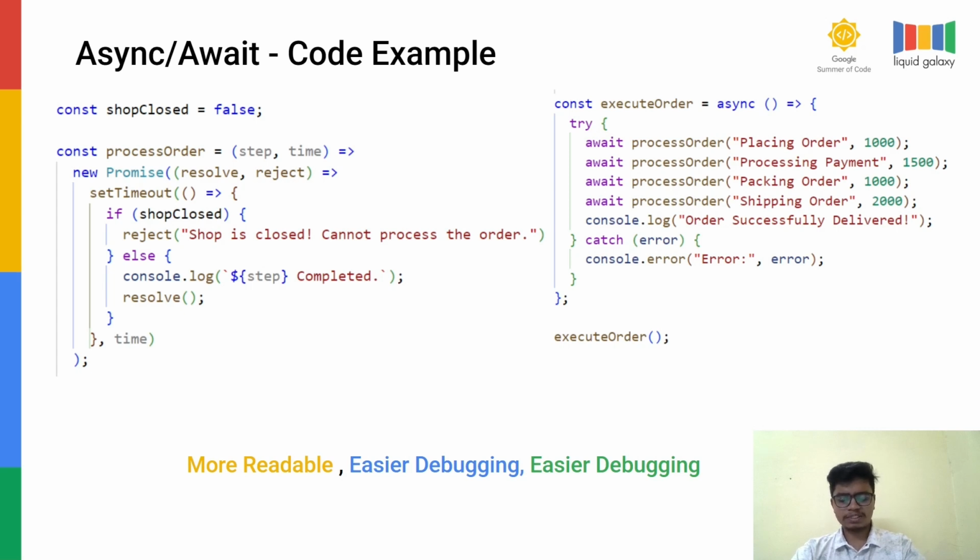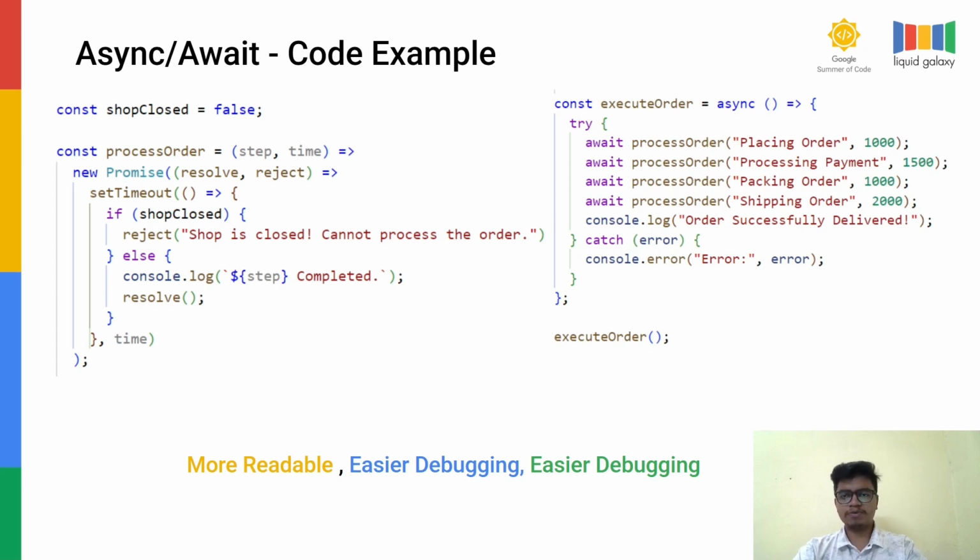Basically, the try catch block helps in error handling in JavaScript. We will take a look at this error handling in the further slides. But for now, assume it helps in better error handling. Okay, so inside the try block, we have four await statements.